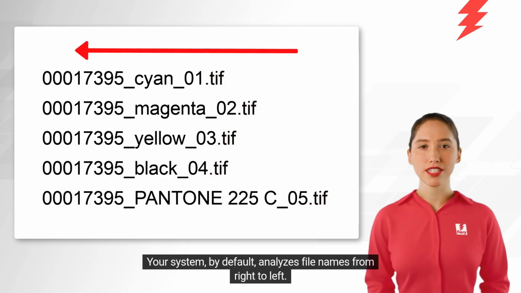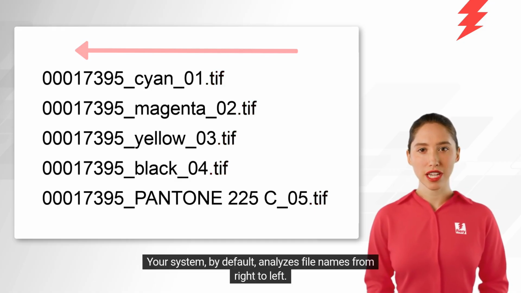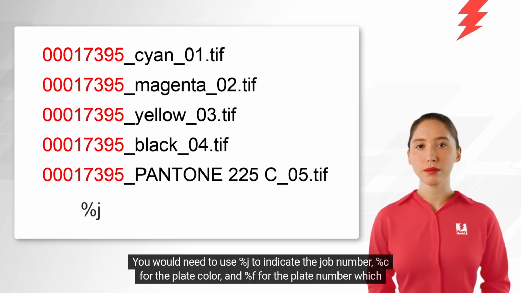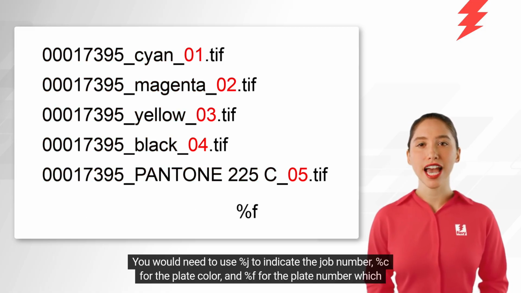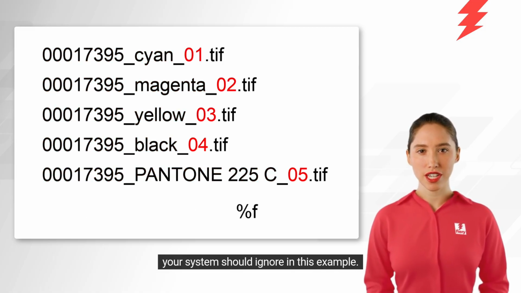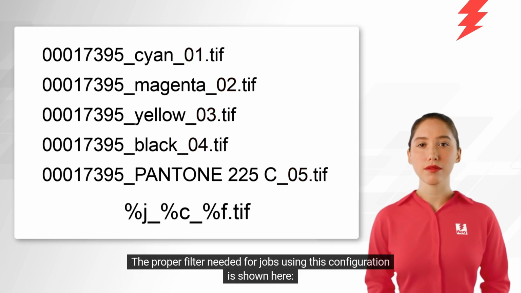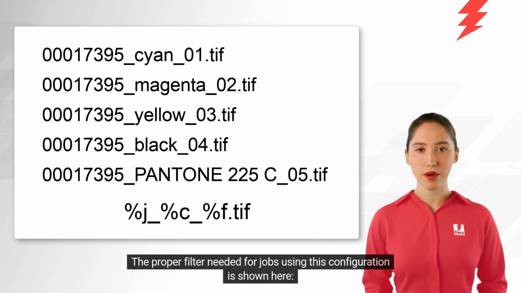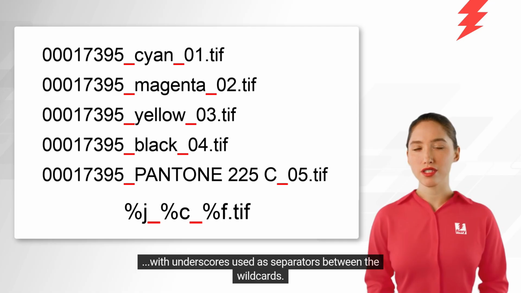Your system, by default, analyzes file names from right to left. You would need to use %J to indicate the job number, %C for the plate color, and %F for the plate number, which your system should ignore in this example. The proper filter needed for jobs using this configuration is shown here, with underscores used as separators between the wildcards.